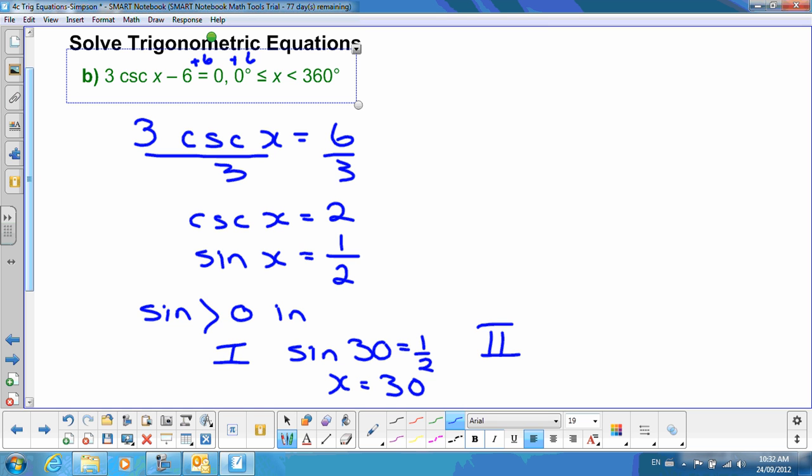In quadrant 2, we're looking for the angle here. We're going to do 180 degrees minus 30 degrees, so 150 degrees. Don't forget to put your degree symbol in for angles that are measured in degrees.